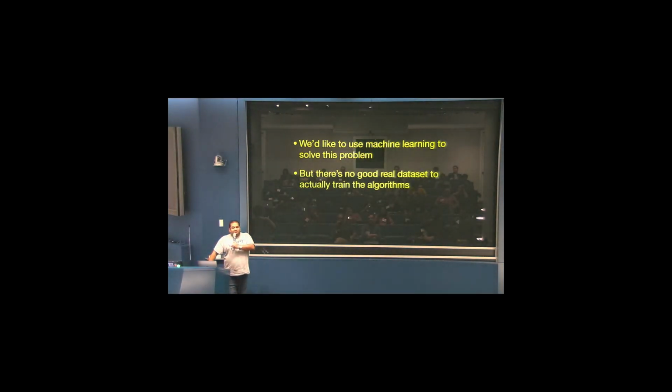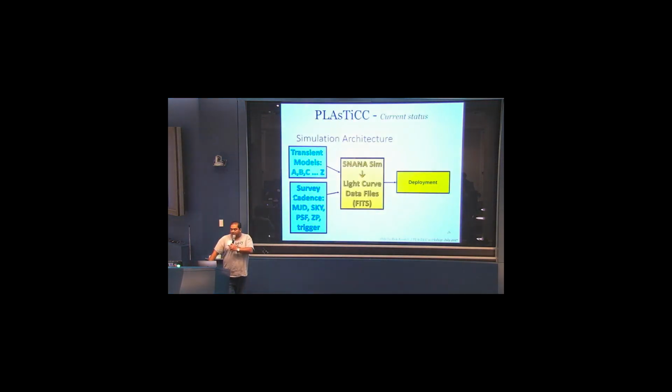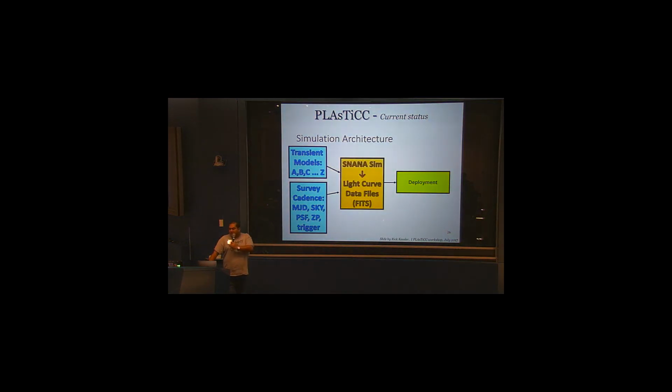We'd love to use machine learning to solve this problem. But there's no actual good data set to train machine learning. So we're going to simulate the entire LSST sky. That's what we're doing with this thing called PLAsTiCC. PLAsTiCC is taking transient models and simulating LSST conditions, using a code called SNANA. We'll be deploying it as a public challenge very, very soon, because there's a meeting right after this one at Flatiron where we're finalizing things.